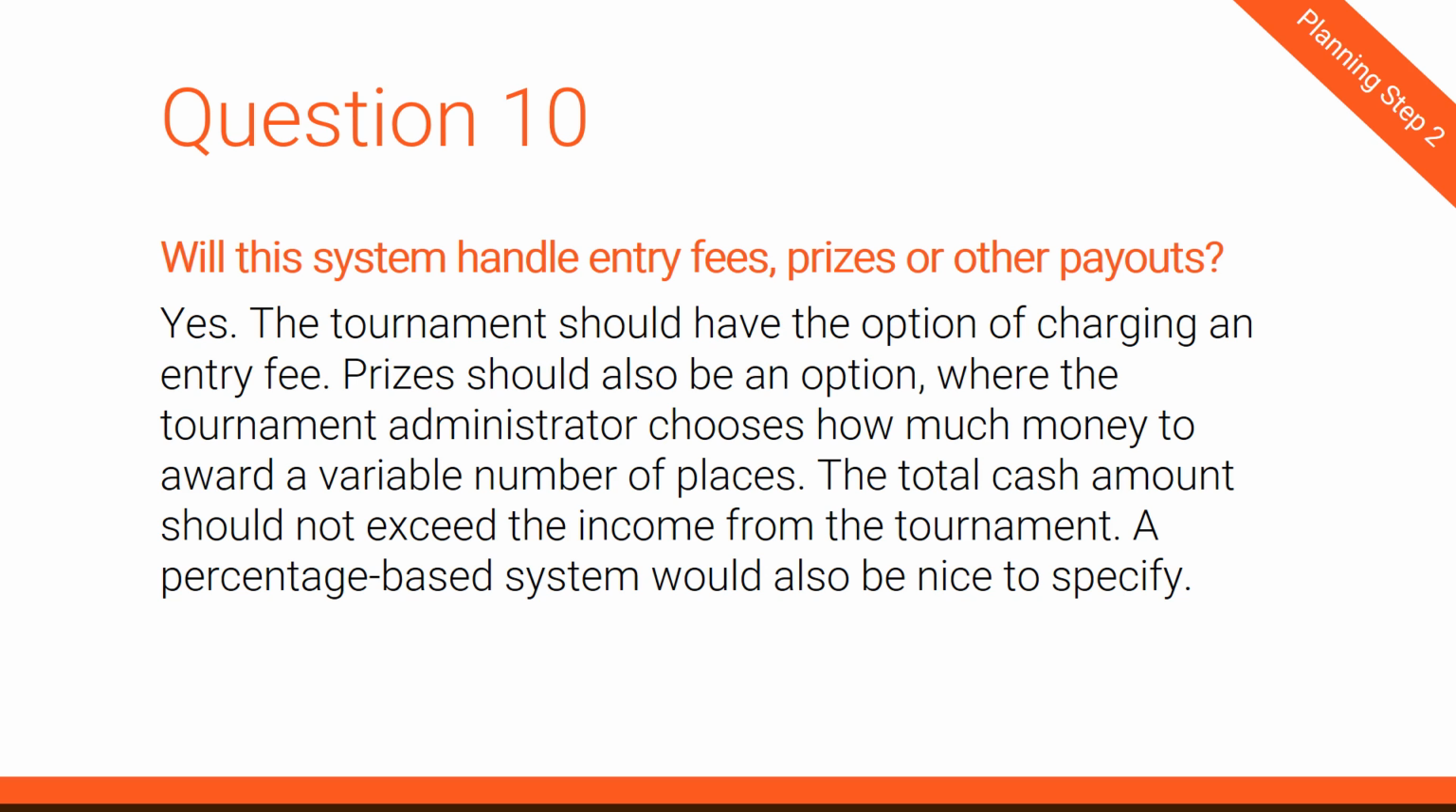And then there's also the thought of having a percentage-based system. And that's a nicety. So that would look like something where you award the first place player 50% of the overall take. So if the tournament brings in $100, first place gets $50. But if the tournament takes in $50, the first place gets $25. That way, it's dependent on how a tournament does.